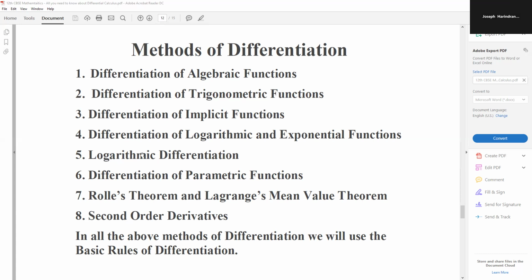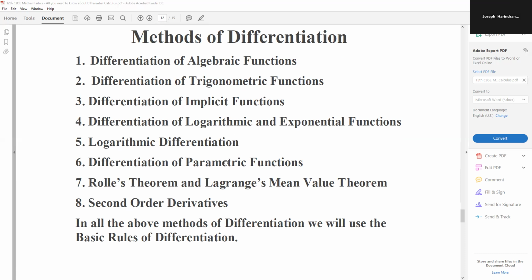That also has to be covered. Logarithmic, we know that the derivative of log x is 1 by x. Exponential is e power x, whose derivative is also e power x itself. Logarithmic differentiation is a method by which you can take logarithm on both sides and then differentiate. This procedure will follow.